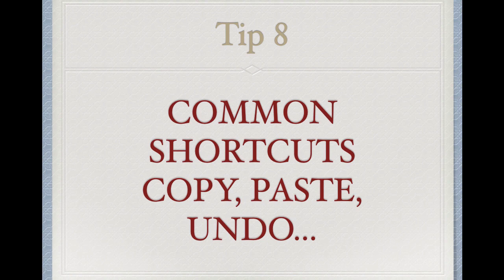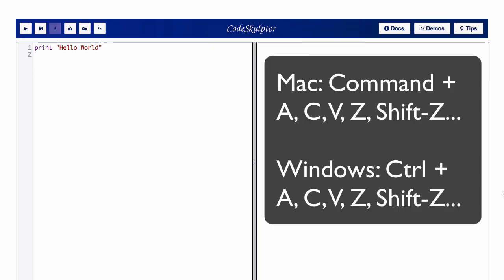Alright, so starting from this one, we're gonna talk about things that don't just apply to CodeSkulptor. So let's start with the most common keyboard shortcuts that I think probably anyone who uses a computer should know. So on the Mac, all these shortcuts are Command key plus something. On Windows, you just change that to Control.